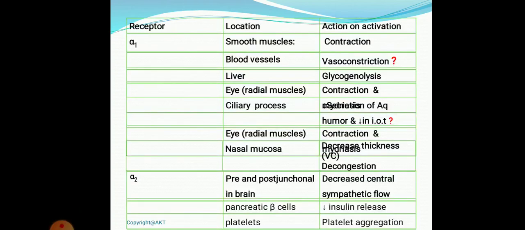This is the chart already discussed: the alpha receptors, their location and what their actions are. And all these actions can be blocked by using alpha adrenergic antagonists.